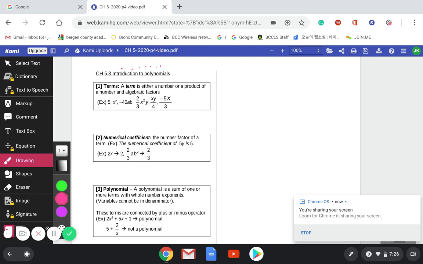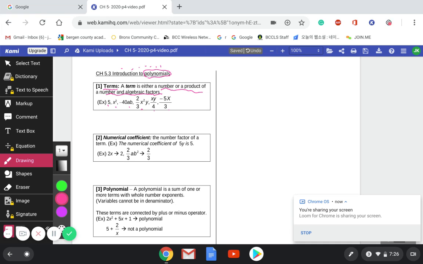To learn the polynomial, you have to know something called terms. Terms are either a number or a product of numbers and algebraic factors. That's what we call terms. So like 5 is a term, x squared, negative 40ab, 2/3 x squared y, xy over 4, negative 5x over 3. They are all terms. So polynomials consist of terms.